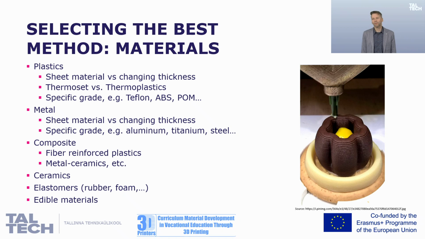So selection of technology is quite critical. Plastics can be made of sheets with constant thickness, or they can be designed in such a way that the thickness of the material is changing all the time, or in different areas of the part. Then there might be thermoplastic materials used, or thermoset materials. It's a little bit different material class, then maybe it's required that we're using a specific grade of material.